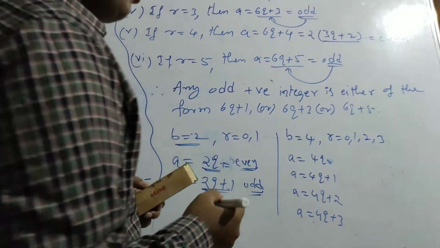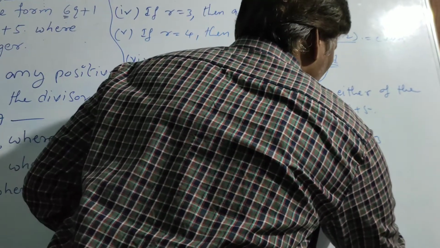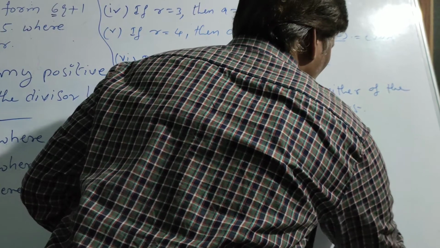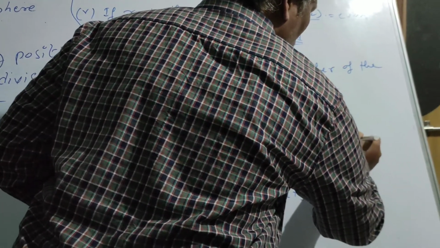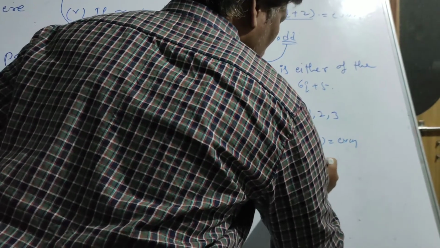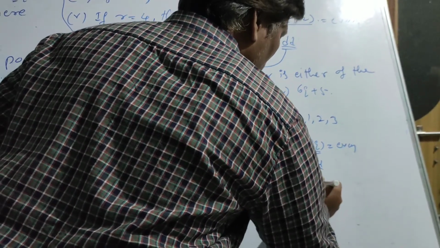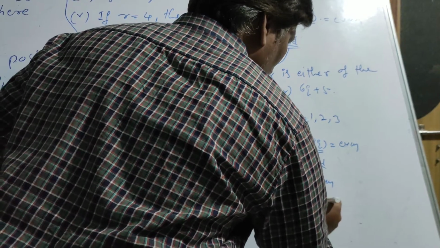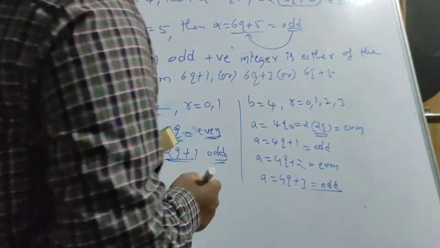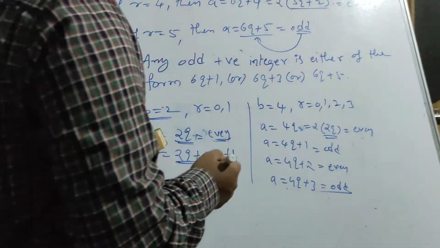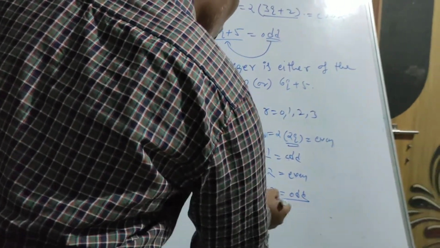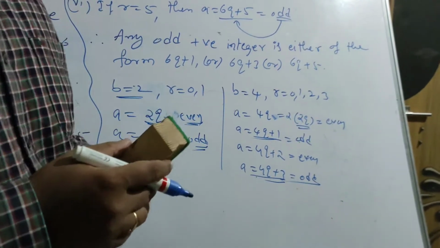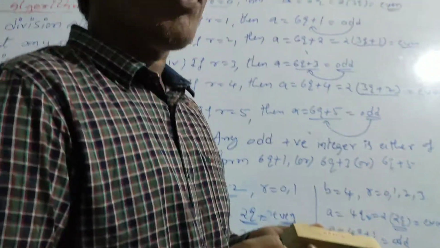Okay, we'll get this. Clearly 4q means 2 into 2q. So here it is in the form of 2 into something, so it is even. If it is even, the next number is odd. If it is odd, the next number is even. If it is even, the next number is odd. That means any odd number is either of the form 4q plus 1 or 4q plus 3. So this question may also be given.